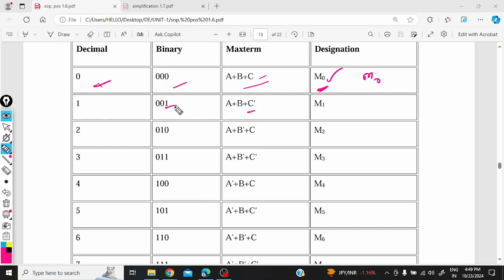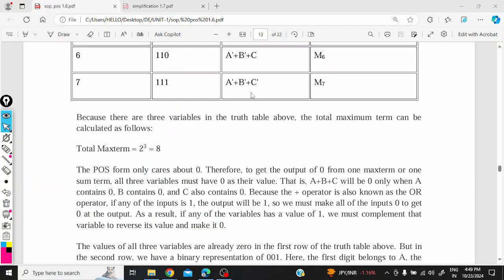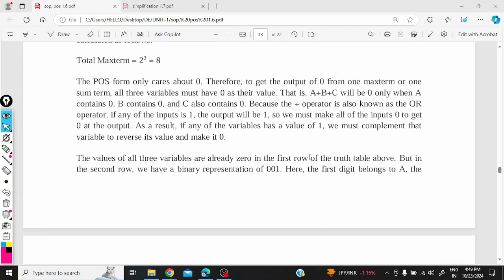For 1, that is 001, it is a plus b plus c dash. So 1 is represented with a dash, 0 is represented with normal. This is represented as M1. If I take 2, that is 010, it means a plus b bar plus c. So 1 is represented with bar. Now it will be M2. Similarly the representation goes for all the remaining decimal values. For 111, that is a dash plus b dash plus c dash, that is M7.